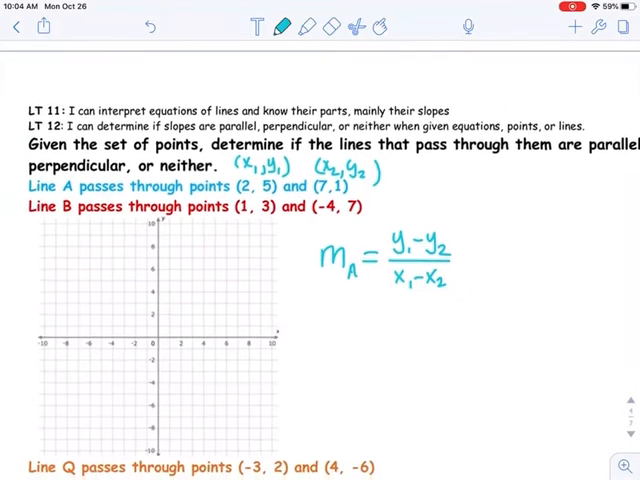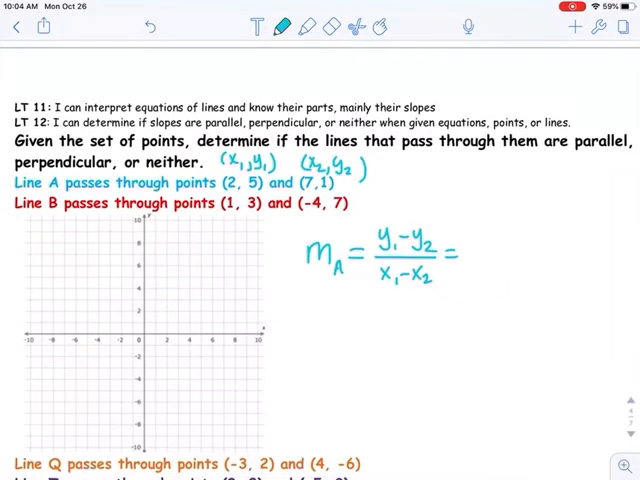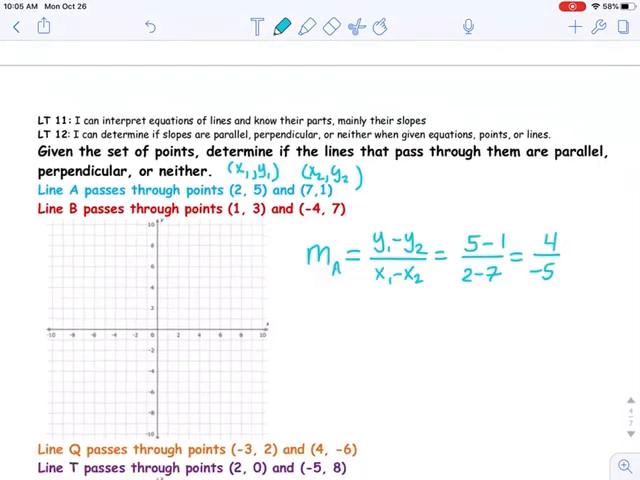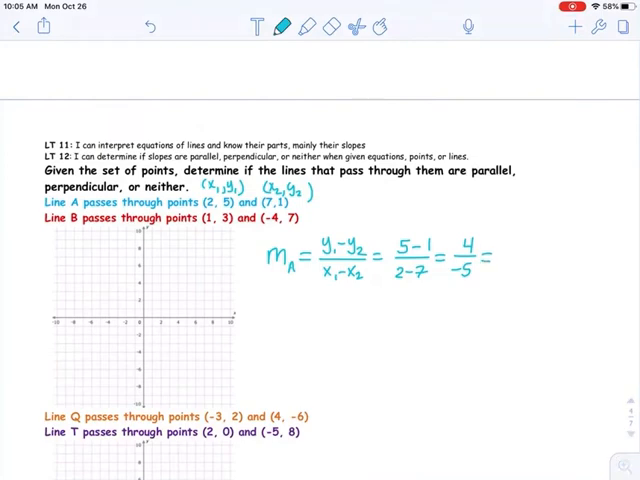All right, so remember the slope formula. Now plug in everything correctly. We're going to get 5 minus 1 over 2 minus 7. So I'm going to get 4 over negative 5. Technically that's okay, but sometimes people just prefer to write it like that, negative 4/5.